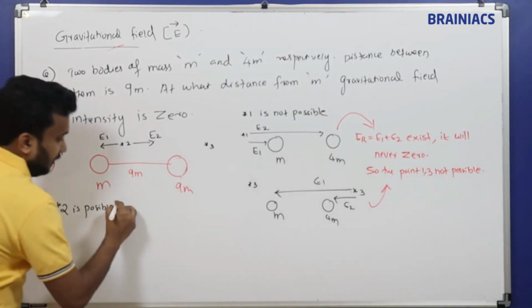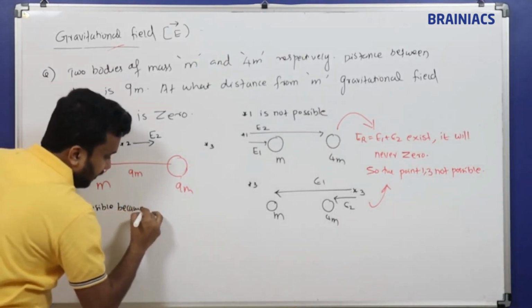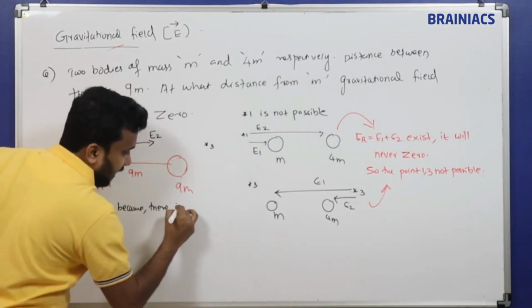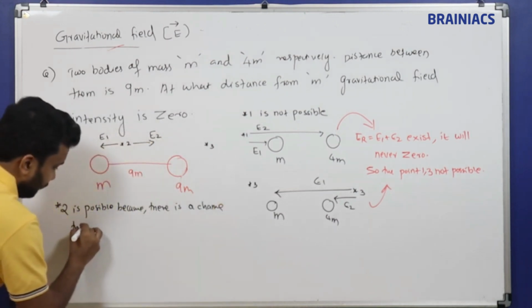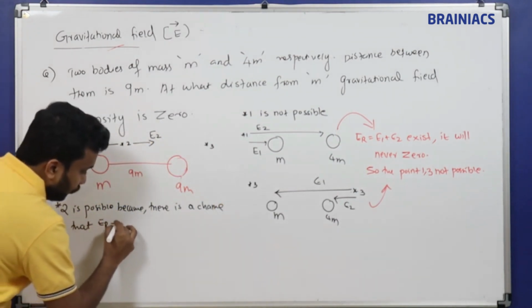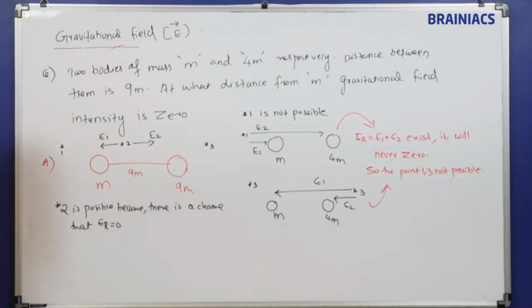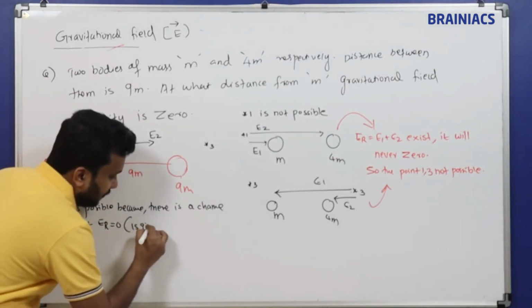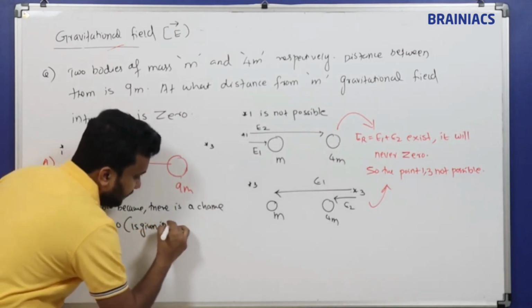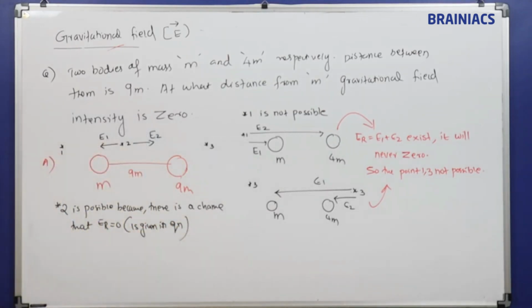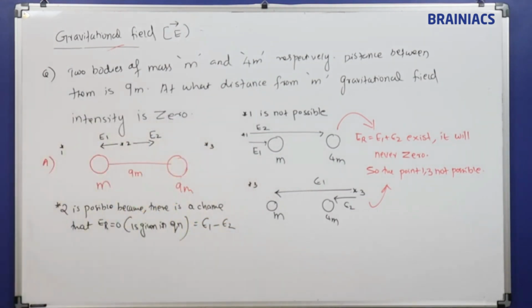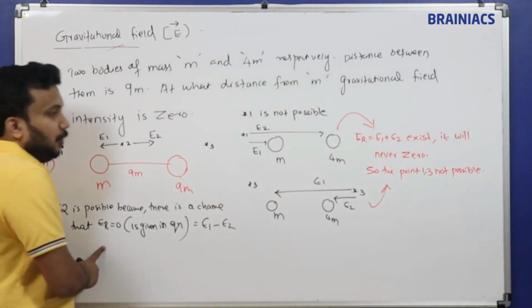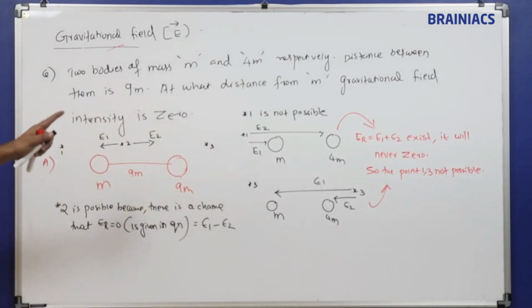2 is possible because there is a chance that ER is equal to 0, as given in the question. What is that? ER will be equal to E1 minus E2, the higher value minus the lower value. So this is possible. So only point 2 is possible, 1 and 3 are not possible.